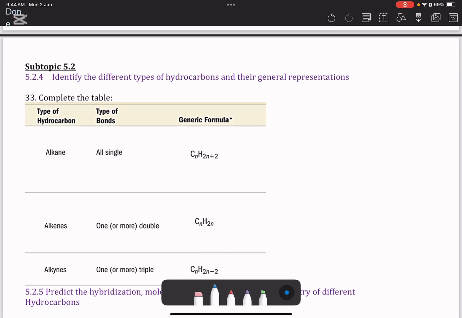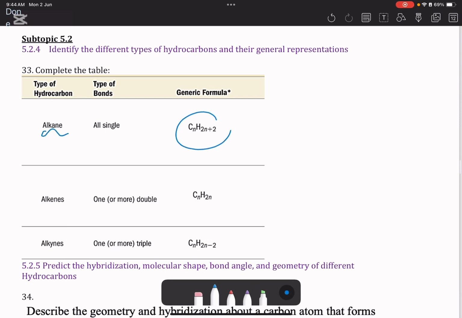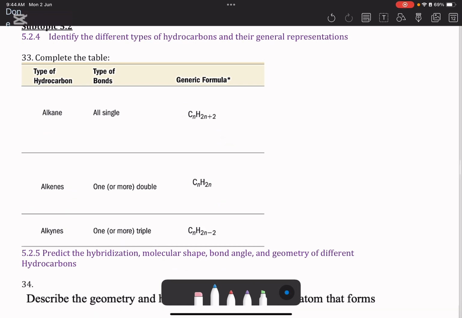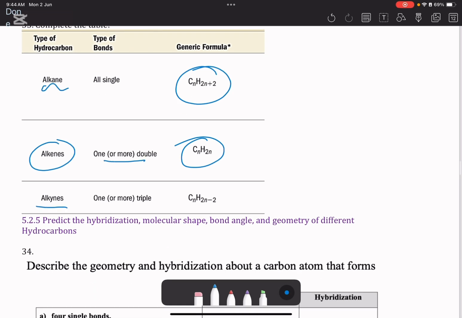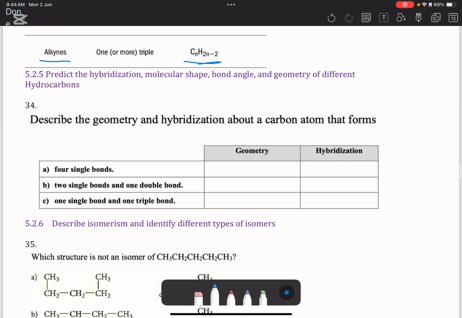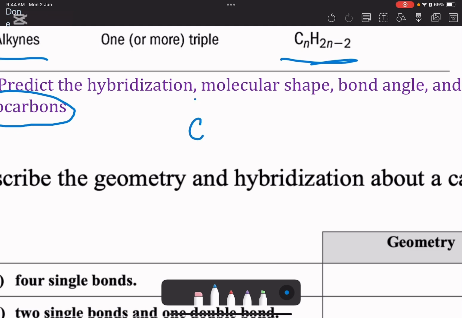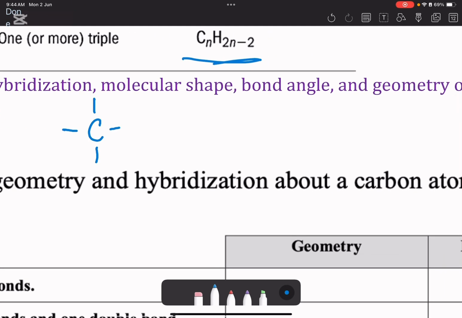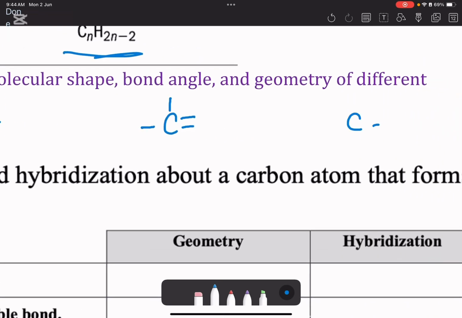Complete the following table. This one, basically, it's completed. Alkane, that's the general formula. Alkene, it has a double bond. Alkyne, that's the general formula with a triple bond. Let's move on to the hybridization and geometry. We are only interested in the hybridization of hydrocarbons. So we're going to discuss the carbon of alkanes, the carbon of alkenes, and the carbon of alkynes.